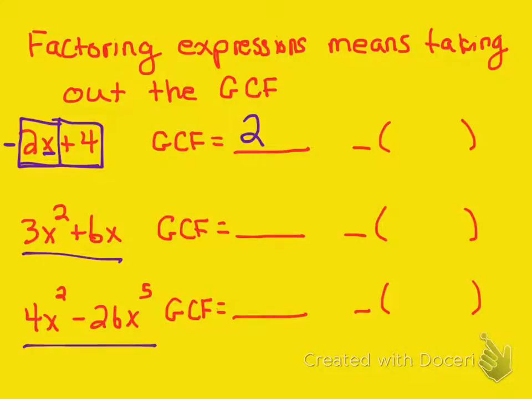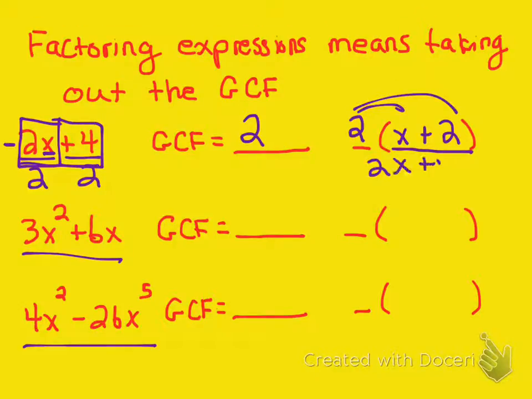That means that I can factor out a 2. Now, what's left in the parentheses is what I have after I divide both terms by that greatest common factor. So if I do 2x divided by 2, I get x. I do 4 divided by 2, I get plus 2. To check yourself, you can multiply it back out. You would get 2x plus 4. That is factoring out the greatest common factor.